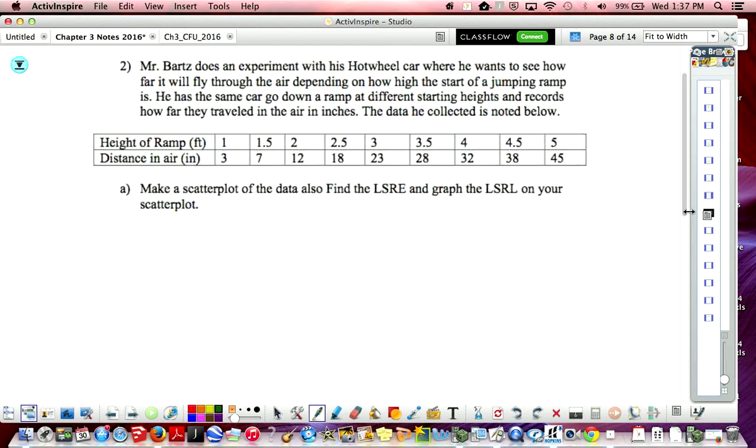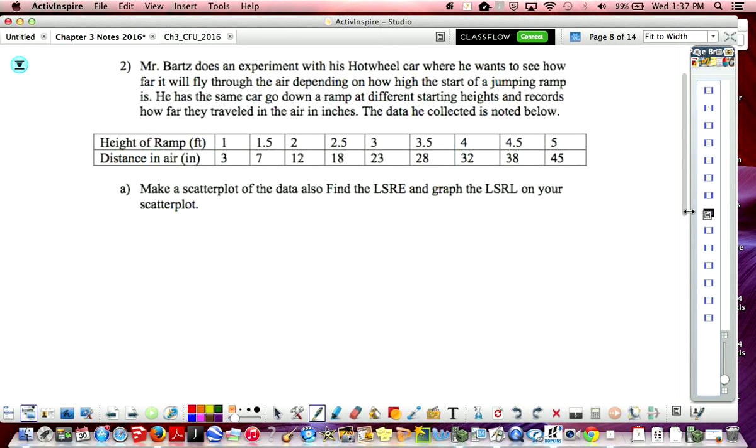So if you ever wonder what I do in my spare time, here's an example. Mr. Parts does an experiment with his Hot Wheel car, where he wants to see how far it will fly through the air depending on how high the start of the jumping ramp is. He has the same car go down a ramp at different starting heights and records how far they traveled in the air in inches. The data he collected is noted below: height of the ramp in feet, distance in the air in inches.